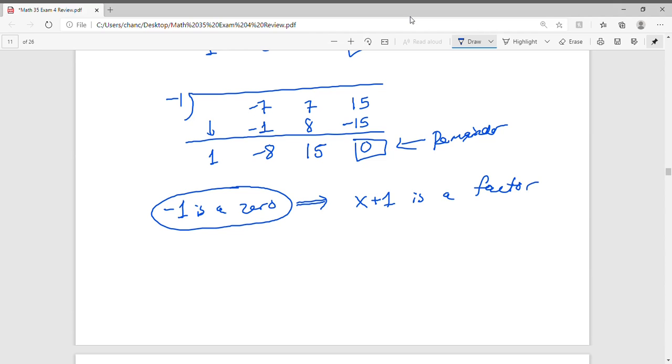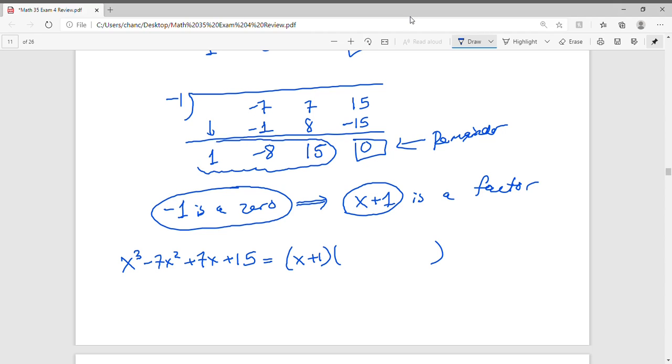Since x plus 1 is a factor of our original polynomial, let's recall what that was. x cubed minus 7x squared plus 7x plus 15 was our original polynomial. And since x plus 1 is a factor, we can rewrite this as x plus 1 times our remaining factor. We already found that our remaining factor through synthetic division is x squared minus 8x plus 15.